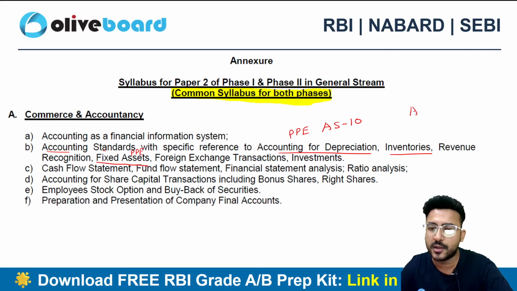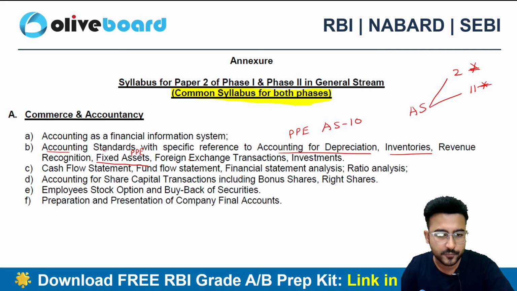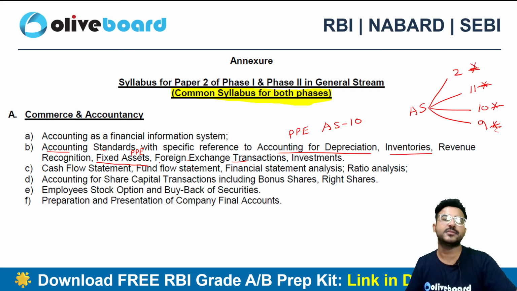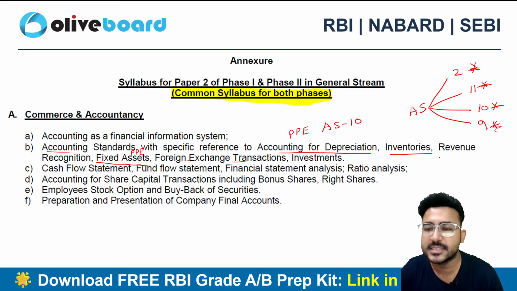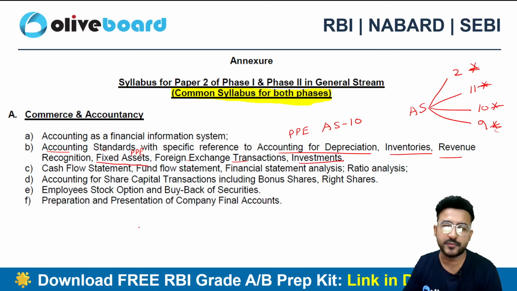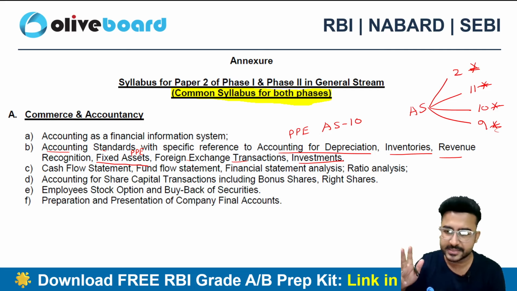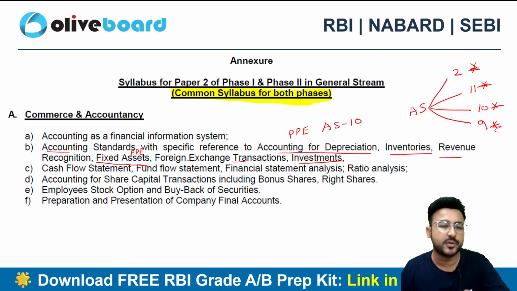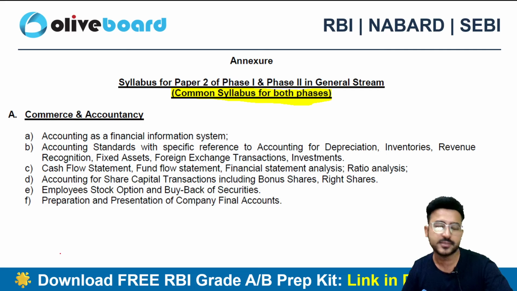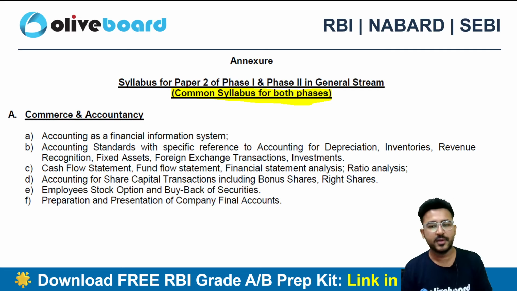The most important accounting standards I would like to tell you are AS 2, then AS 11, which is foreign exchange transaction related, then AS 10, and then AS 9, which is revenue recognition. So AS 10 is fixed asset, revenue recognition is AS 9, and the last one will be investment. First you need to do AS 2, then AS 10, AS 9, then AS 11. Majority of the questions, guys, are coming from these accounting standards. I'm not at all telling you to leave any accounting standard, I'm just telling you a priority level, right?